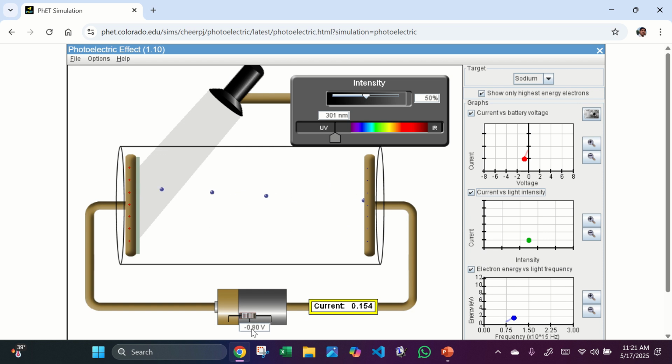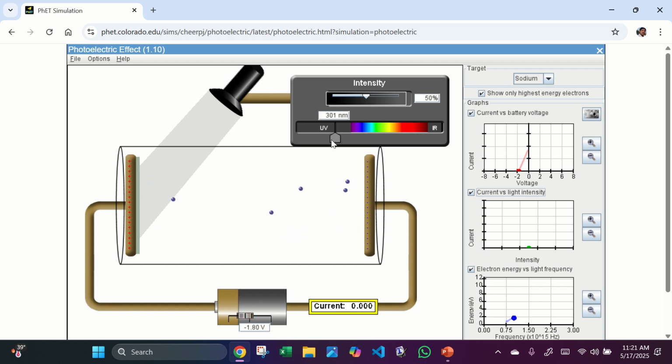So minus 0.8 is not sufficient here. Now we need to give more. Yes, it is minus 1.8 now to make the current 0. It means when the energy of the photon increases, the kinetic energy of the photoelectrons increases. So in order to stop these electrons from reaching the collector, that is to make the current 0, we have to apply more stopping potential.